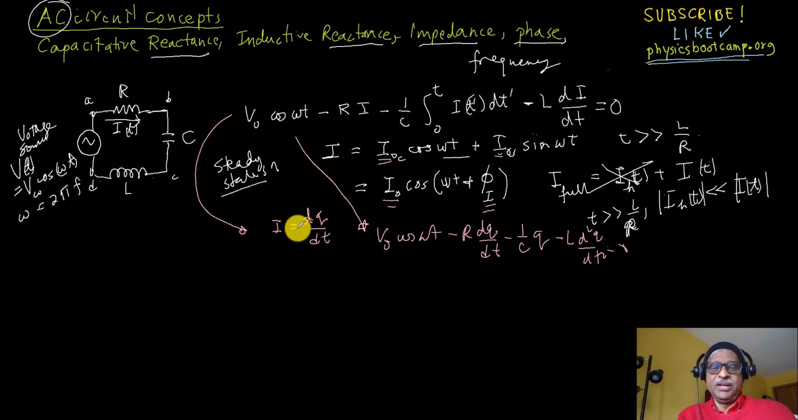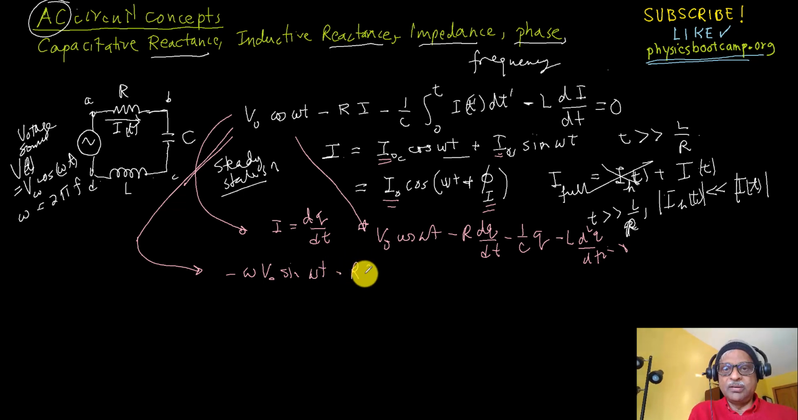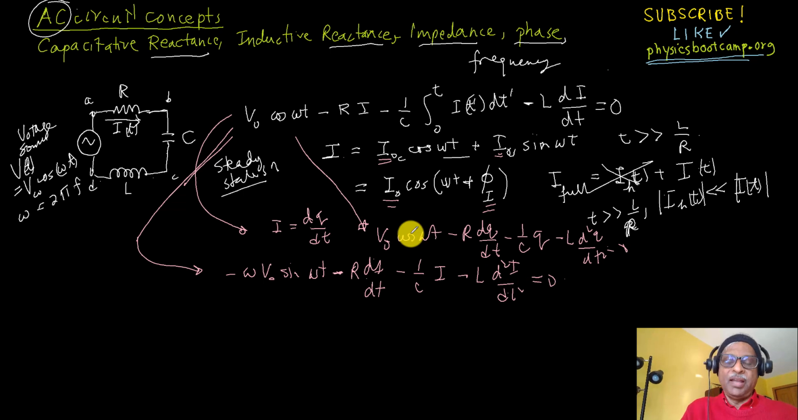Okay. Another way to do it is just take a derivative of this. Take the derivative of this guy. Then it's minus omega v0 sine omega t minus r di/dt minus 1 over c I of t minus L d squared I/dt squared equal to 0. So this is a similar type of equation, except it's sine and it's cosine.